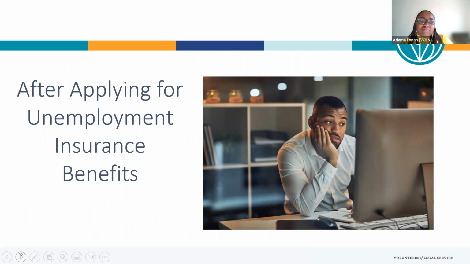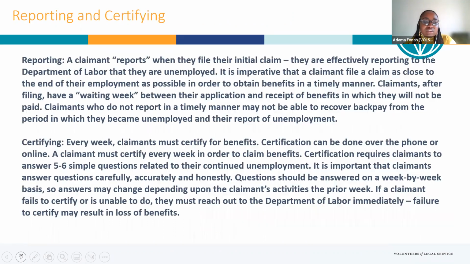All right, so after applying for unemployment insurance benefits, we're going to highlight some things that are important for the clients to know. One thing is reporting. They have to report each week that they remain unemployed. They report while they file their initial claim, but then each week they have to answer about 5 to 6 simple questions, letting the Department of Labor know whether they are still unemployed, if they started working, or if they're partially employed, how many hours they were working. All of that information is really pertinent.